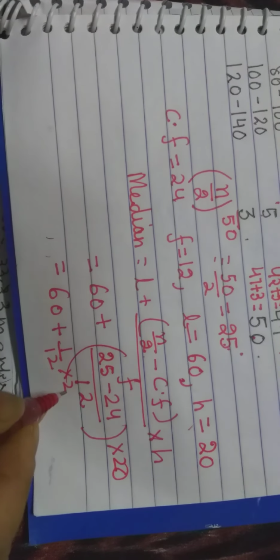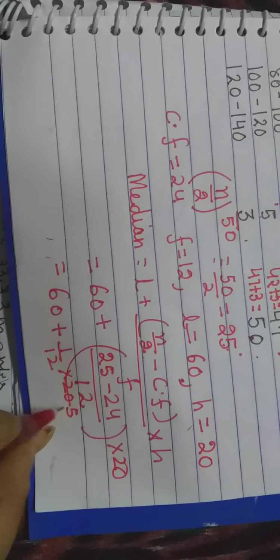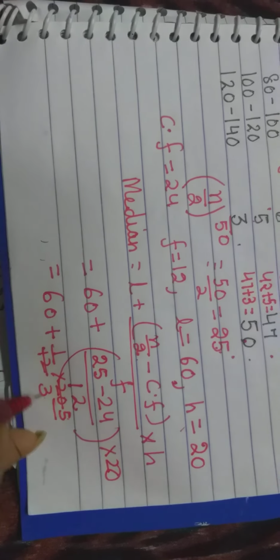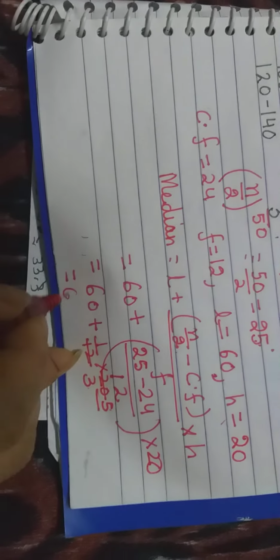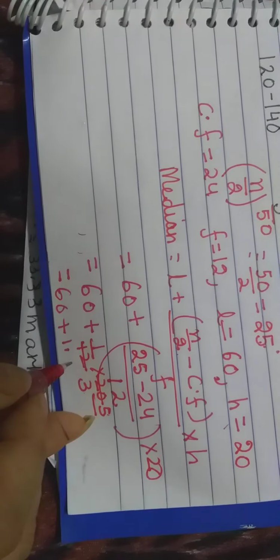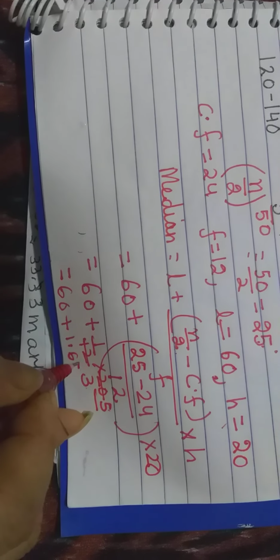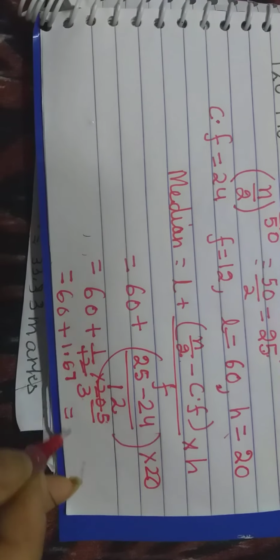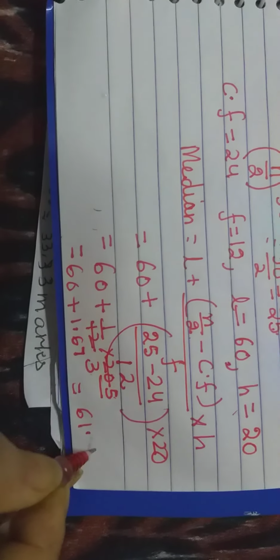Right? You know, 4 5s are 20 and 4 3s is 12. So it is coming 5 upon 3. So it is coming to 60 plus 1.6666. I can round it off to 2 places of decimal. So it will come to 1.67. So answer is 61.67.